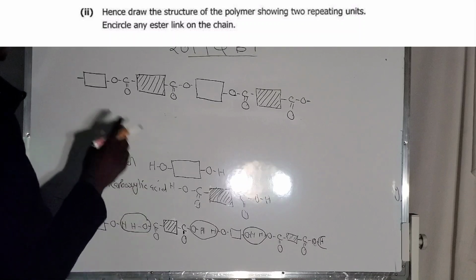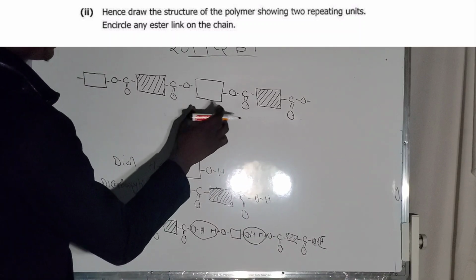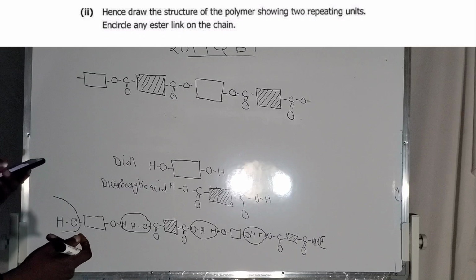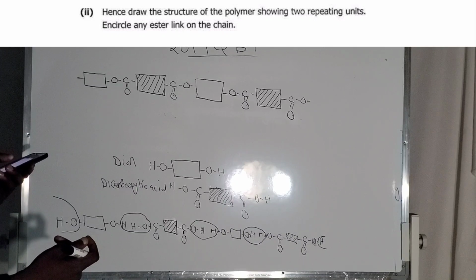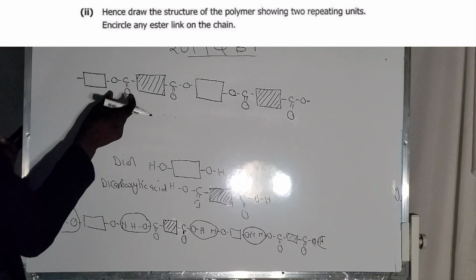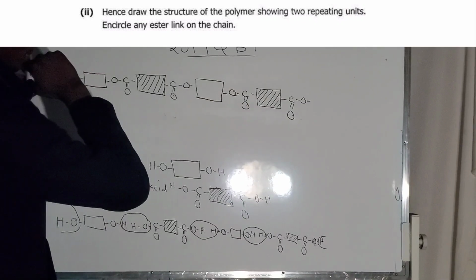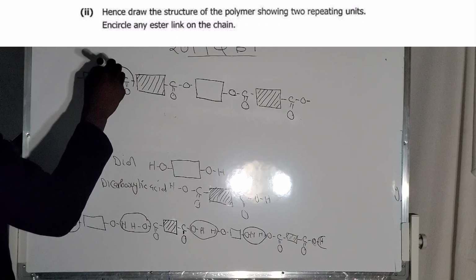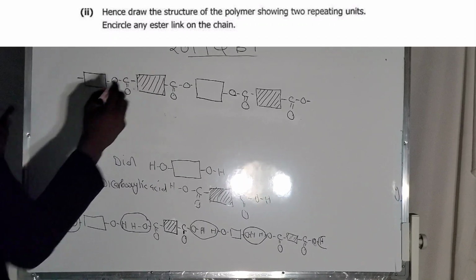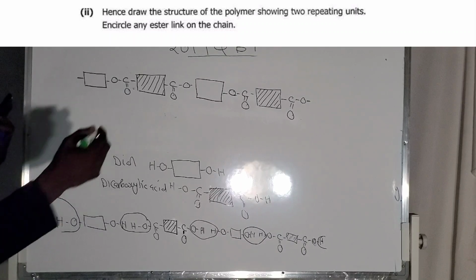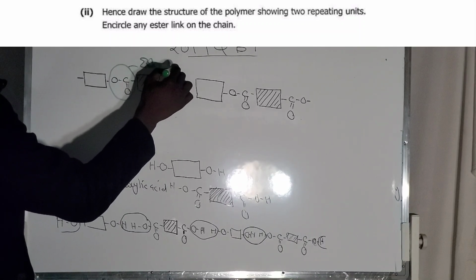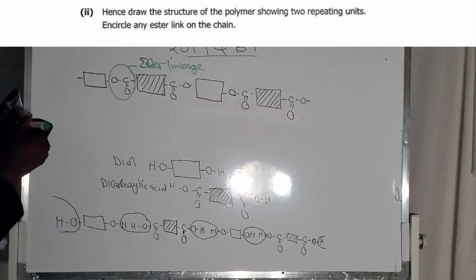Now, what is the repeating unit? From here you start. This is not shaded. This is now repeating, and shaded. So we have two repeating units, one, two, according to the question. Then we are told to encircle any ester link on the chain. So this is an ester link. This is also an ester link. This is also an ester link. If I were to encircle, we do it like this. Let me use a different color here. This one is called ester linkage.